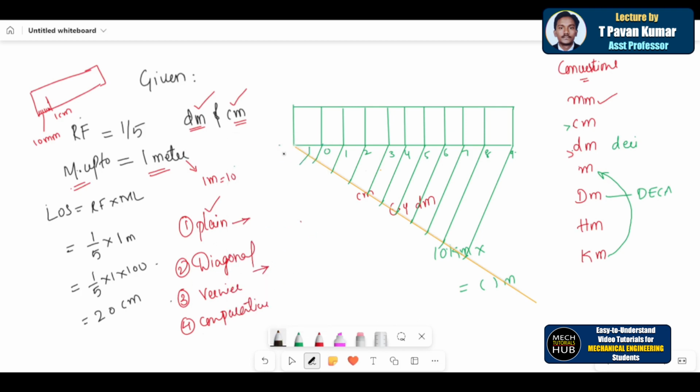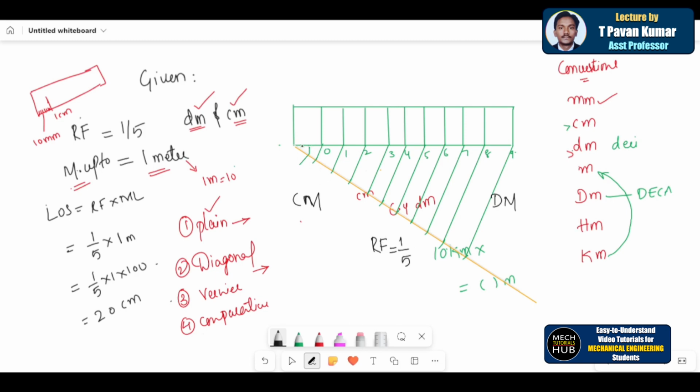Now try to see, after constructing this particular scale, it will read two units. One is decimeter, one is centimeter. Decimeter is the bigger unit, so always try to write decimeter to the right side of the scale and the subunit to the left side of the scale. In between you are supposed to mention RF, that is equal to 1 by 5. Then everything should be with 2H pencil only.